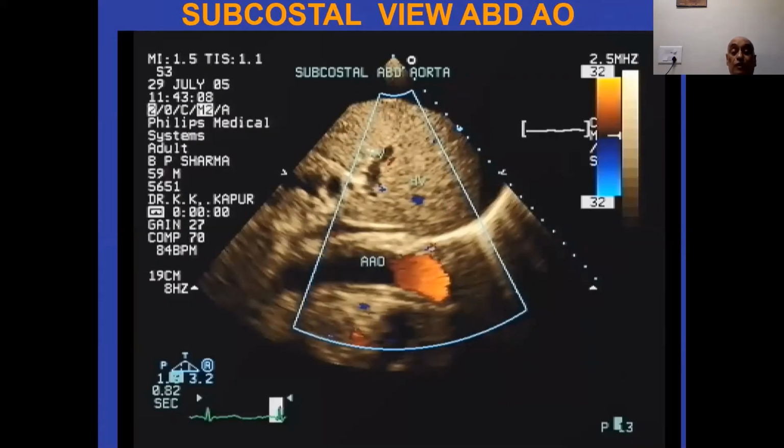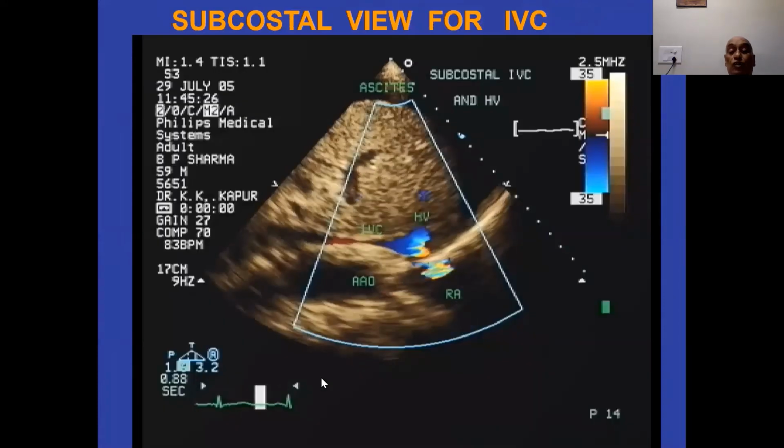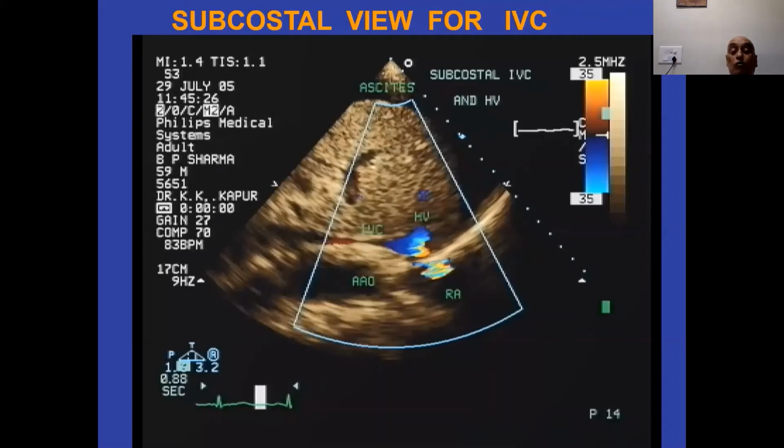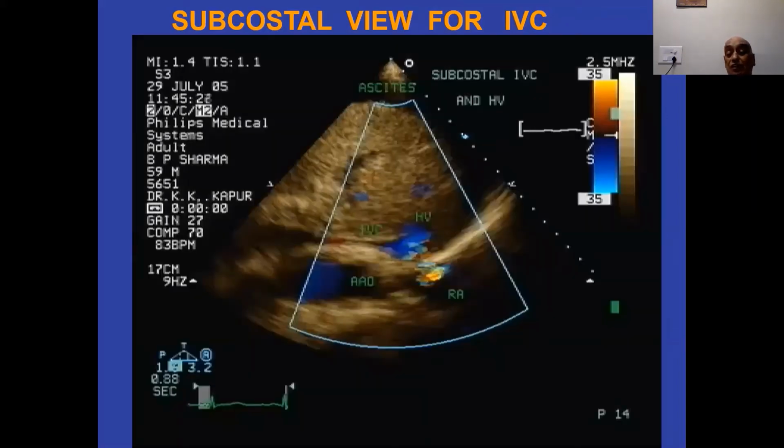Now you can rotate the beam slightly to the right. What you can do is move the transducer slightly to the right, and your index mark is going to be at about the 1 o'clock position. And you can see the abdominal aorta and even the IVC. You can see the IVC entry into the right atrium, and you know the IVC is a very important landmark. IVC is also important hemodynamically to look at the central venous pressure.